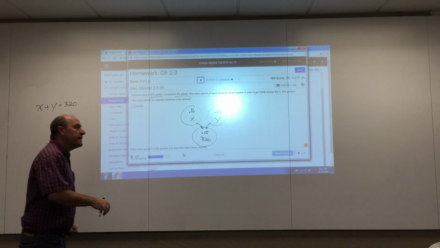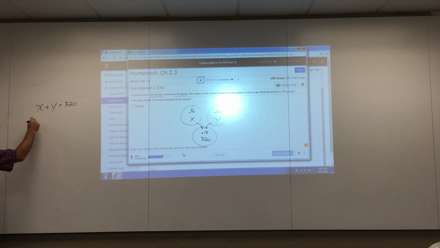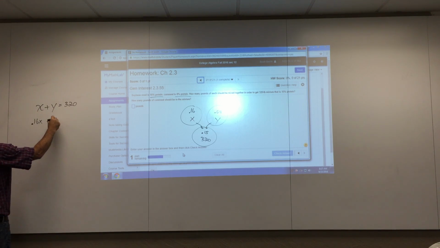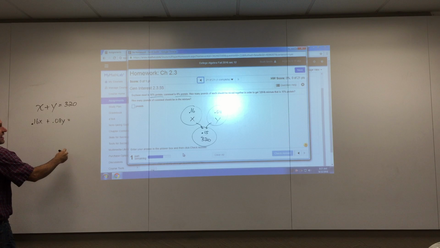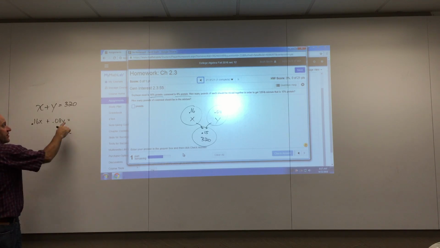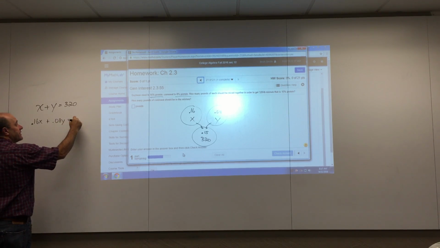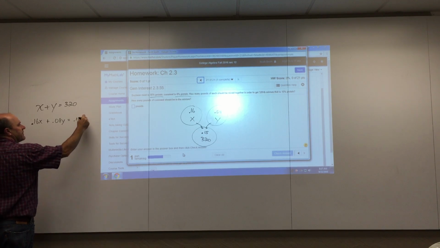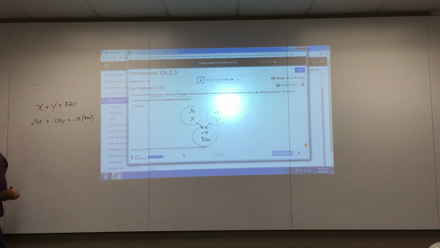It's pretty easy. So I'm going to have 0.16x plus 0.08y equals 0.15 times 320. That's a number, by the way. And I have myself a system of two equations, two unknowns.